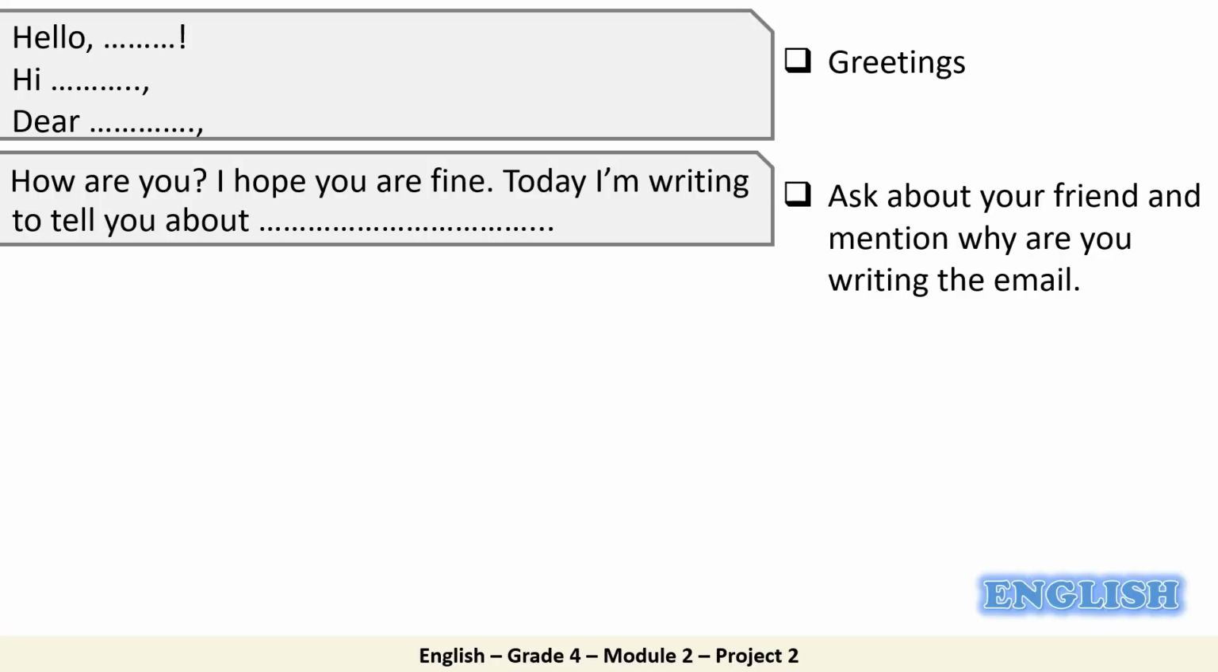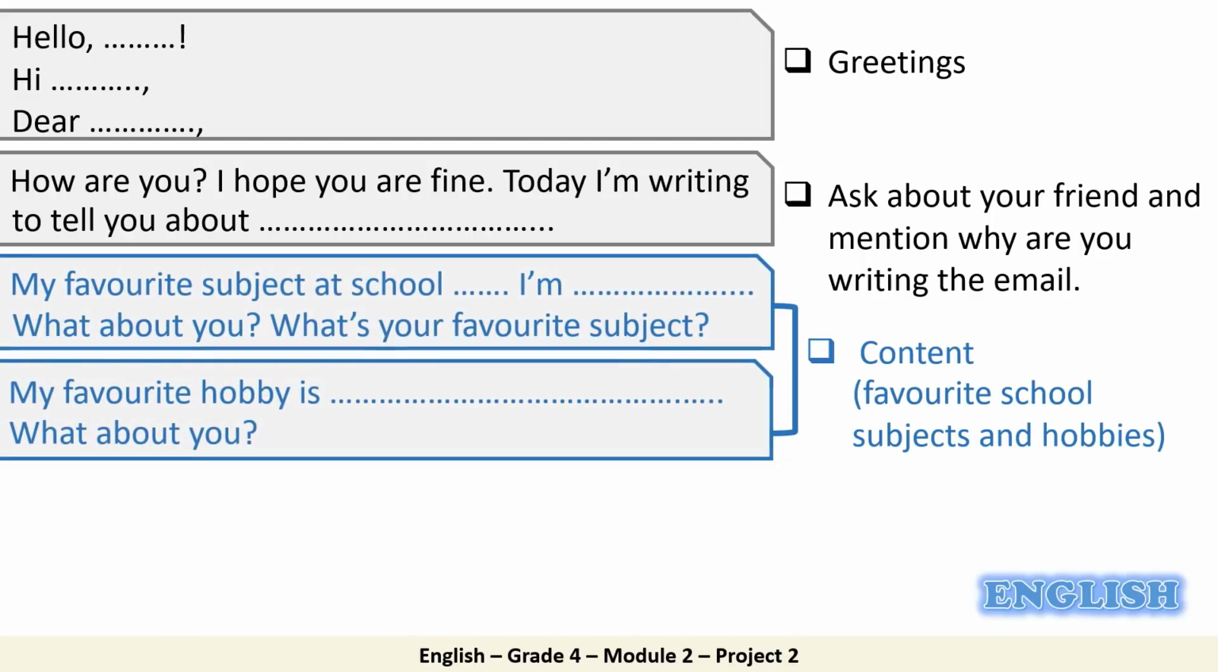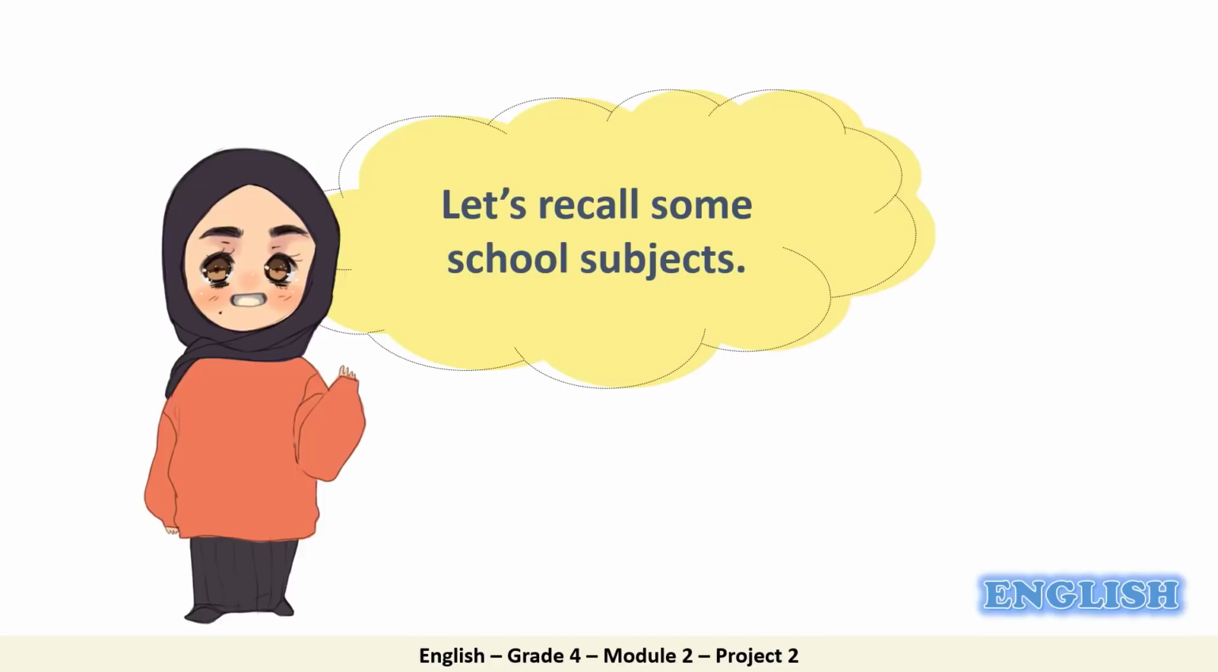Now, after the greetings and after asking about your friend, you need to write the content, favorite school subjects and hobbies, as the following. You write, for example, my favorite subject at school is so and so, and you continue. And in the next part, you also write about your favorite hobby.